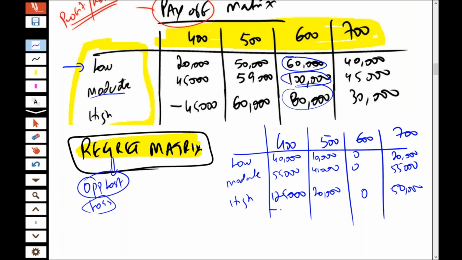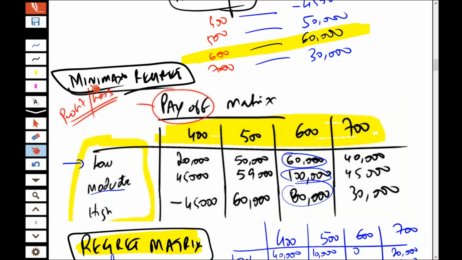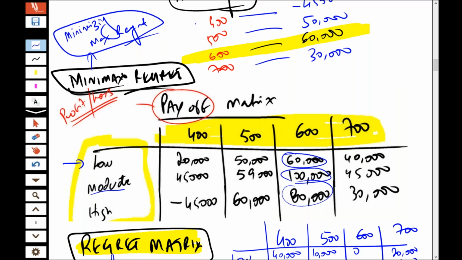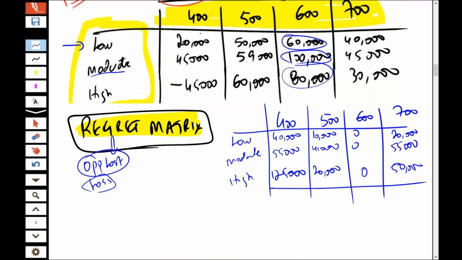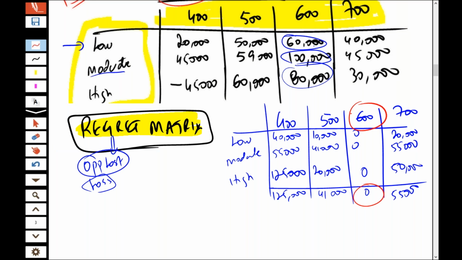So once you have established the regret matrix, what is going to happen next? It's minimizing maximum regret. So you would identify the maximum regret everywhere. And then you need to minimize the maximum regret. That means again the answer is going to be 600 in this scenario also.